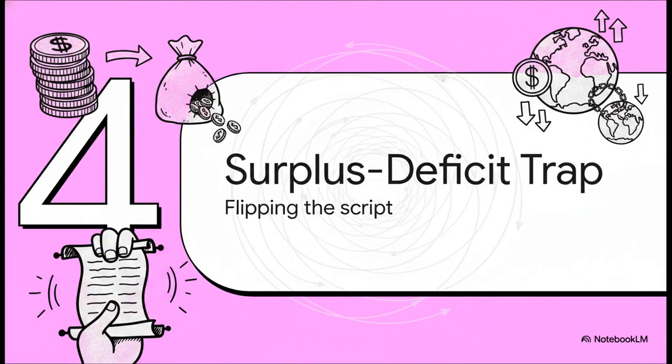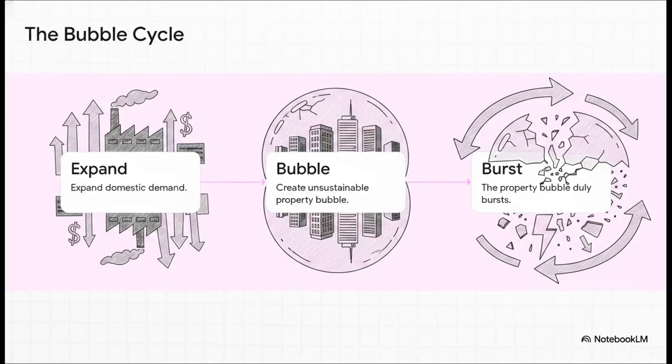Let's dive into part 4, the surplus deficit trap. You see, surplus countries aren't entirely in control here. They frequently fall into a devastating, predictable cycle themselves. Step 1, because they export so much, they face immense external and internal pressure to expand domestic demand, mostly to ease the deflationary pressure on their trading partners.